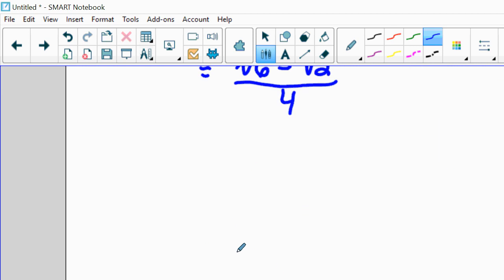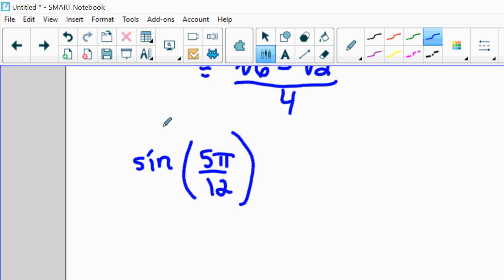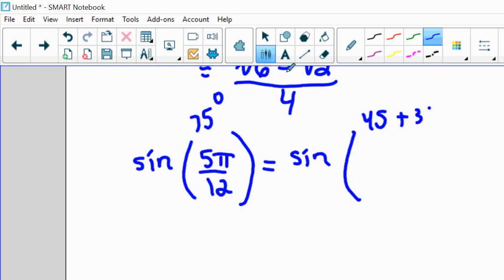What I don't like is when they do this to me. Sine of 5 pi over 12. Well, pi over 6 is 30 degrees. So pi over 12 must be 15. So this is really 75 degrees. So I'm going to think degrees the whole time I work this problem, because whether it's sine of 75 or sine of 5 pi over 12, it's going to be the same thing. Now you got to get lucky and figure out two angles that perhaps add or subtract to 75. So it's really sine of 45 plus 30.